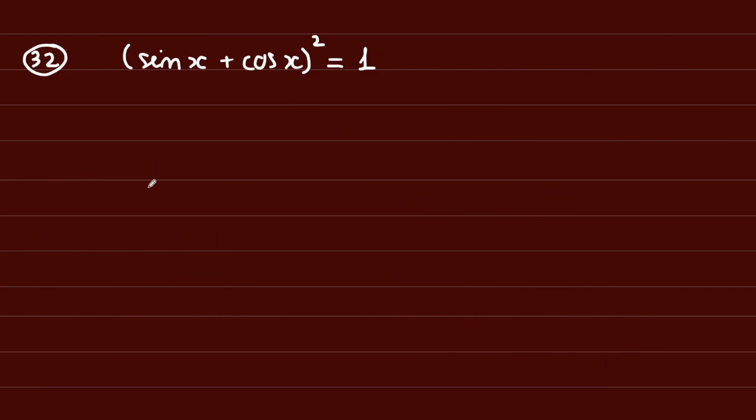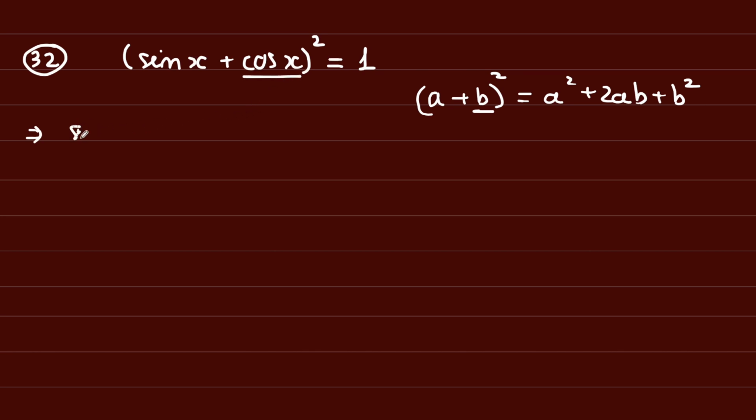Question 32. Sine h plus cos h inside the bracket, squared, equal to 1. How can we solve it here? We remember the identity of algebra: a plus b squared equals a squared plus 2ab plus b squared. Apply this identity to this equation. The first term will be a, this is sine h, and the second one is b, corresponding to cos h here.